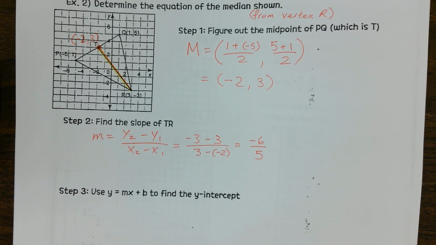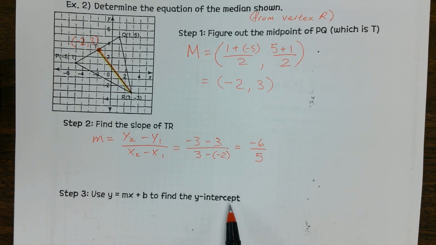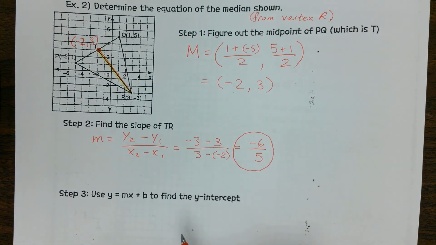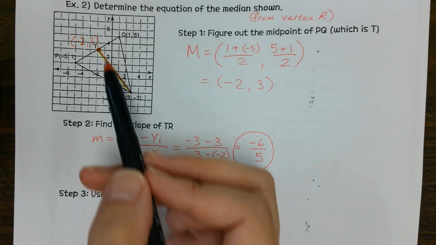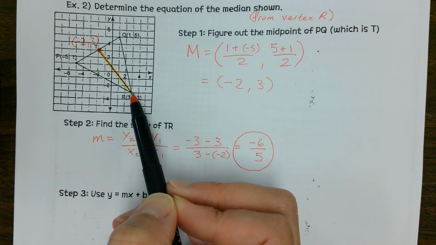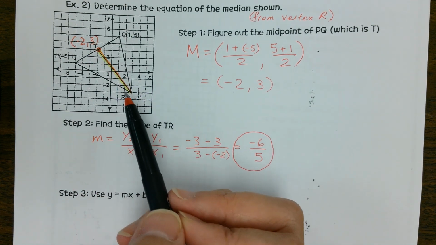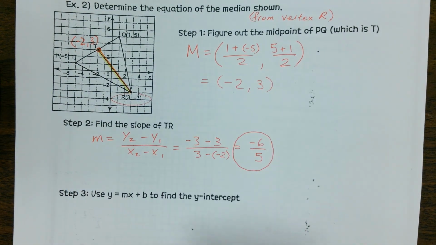All right, now I'm going to use y equals mx plus b to find the y-intercept. I have this slope right here. What point should I use to find the y-intercept? What are my options? T or R. Yeah, either this point or this point, because those are the only 2 points on this highlighted line. I'm going to use this one because this one is given.